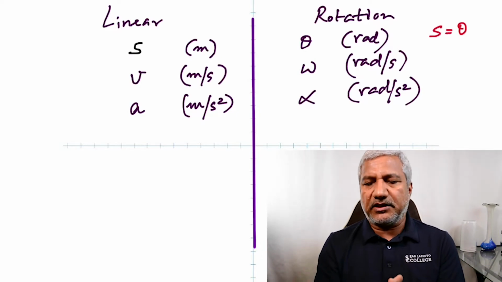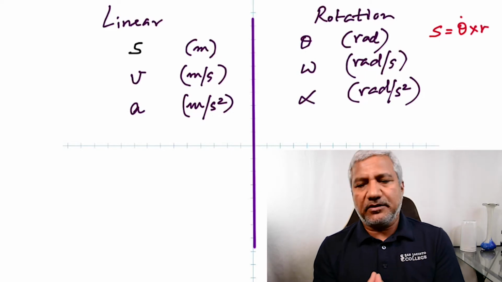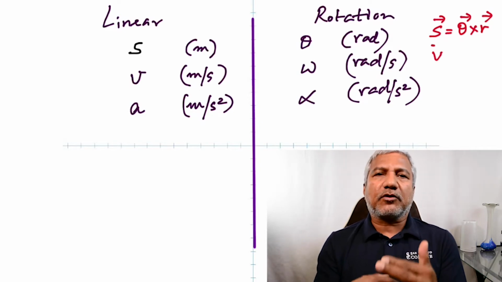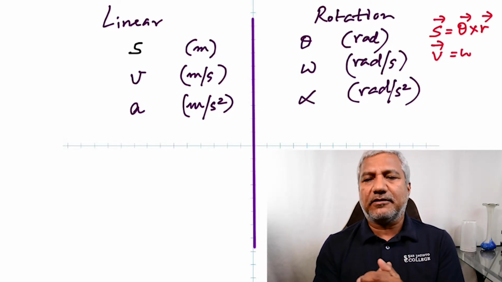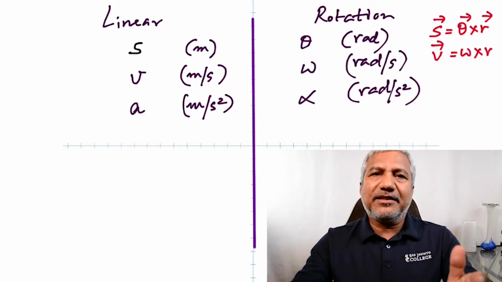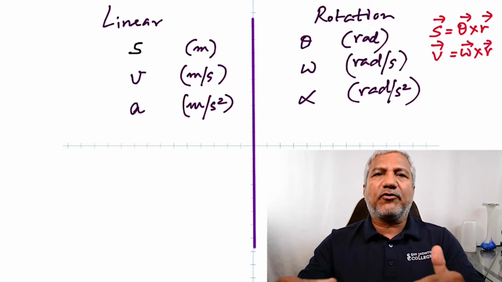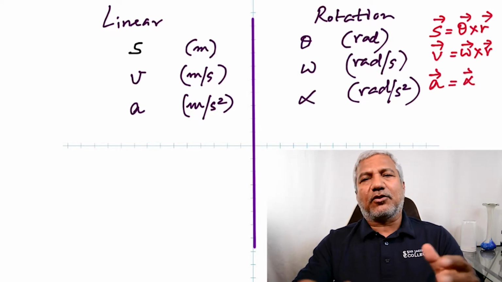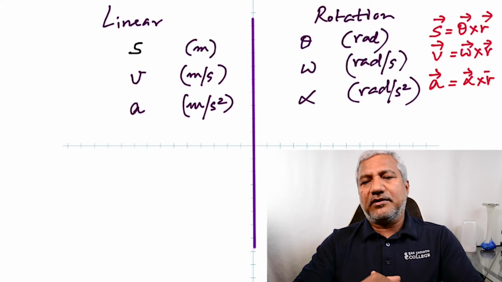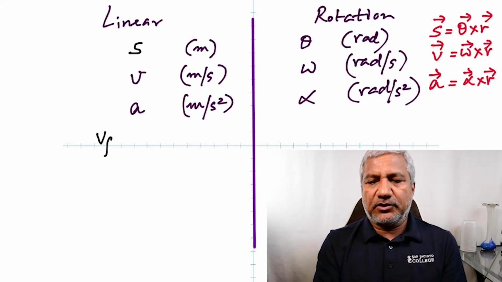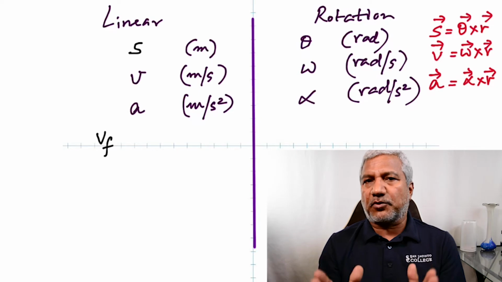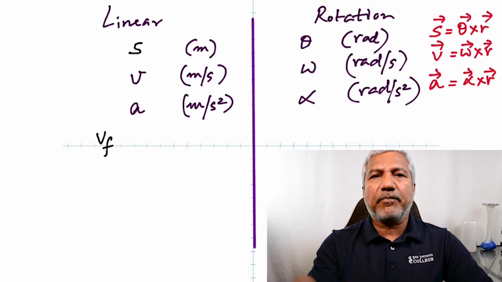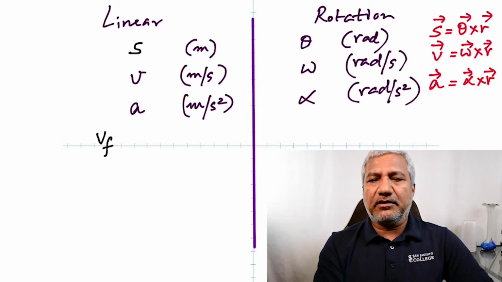Those are similar quantities. We also know that the length of the arc, S, is equal to the cross product of theta and r. Likewise, linear velocity is the cross product of omega and r. And acceleration is the cross product of alpha and r, in that order. So remember that the order of the cross product does matter. In all of these three formulas, as you can see, r is on the outside.